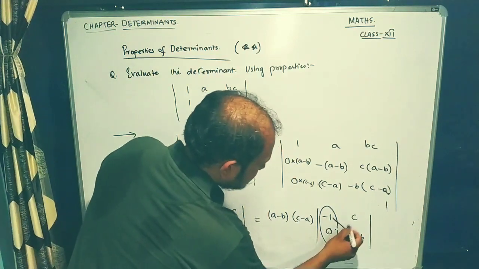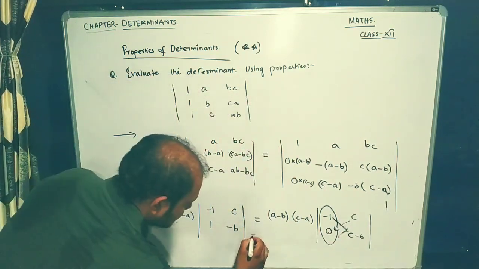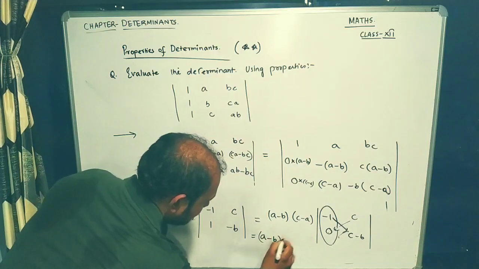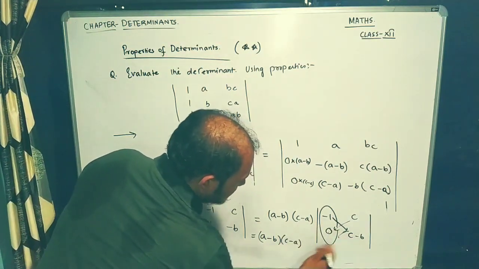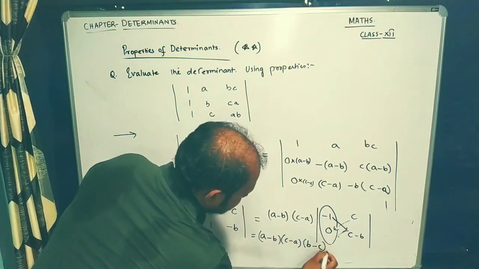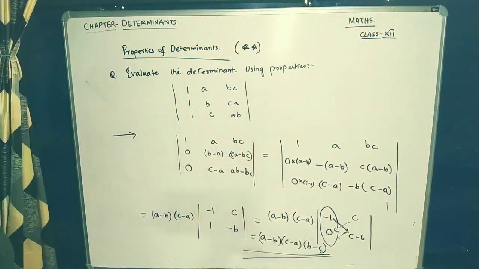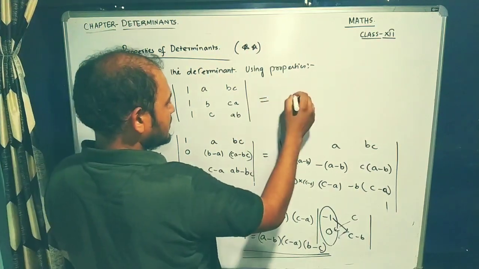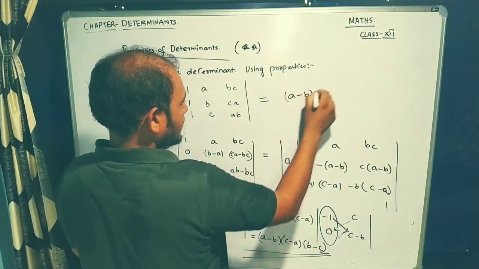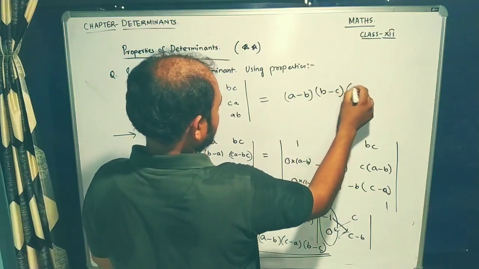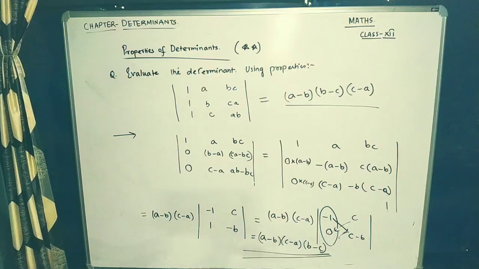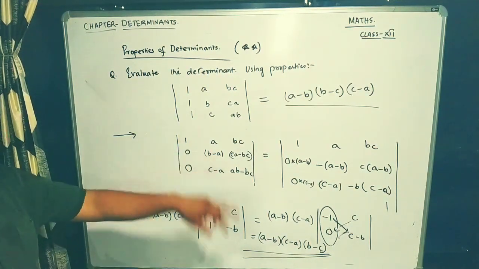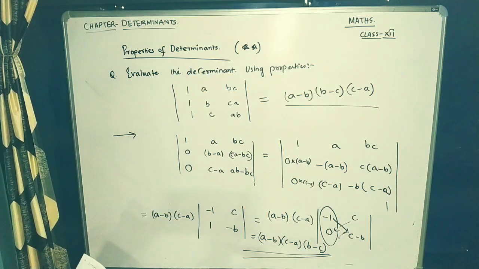This is this into this minus this into this. So if you do this, it is A minus B into C minus A, and if you multiply minus 1 with C minus B, it becomes B minus C, and this is the answer. So after solving this determinant, we see that the answer is A minus B into B minus C into C minus A. Again, a very easy question and a very important question. Try to go through this several times if you have to, but try to understand it properly.